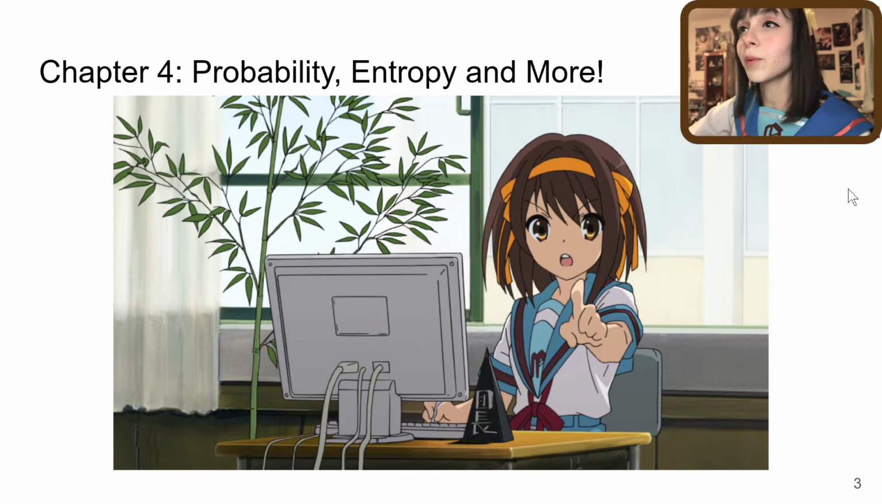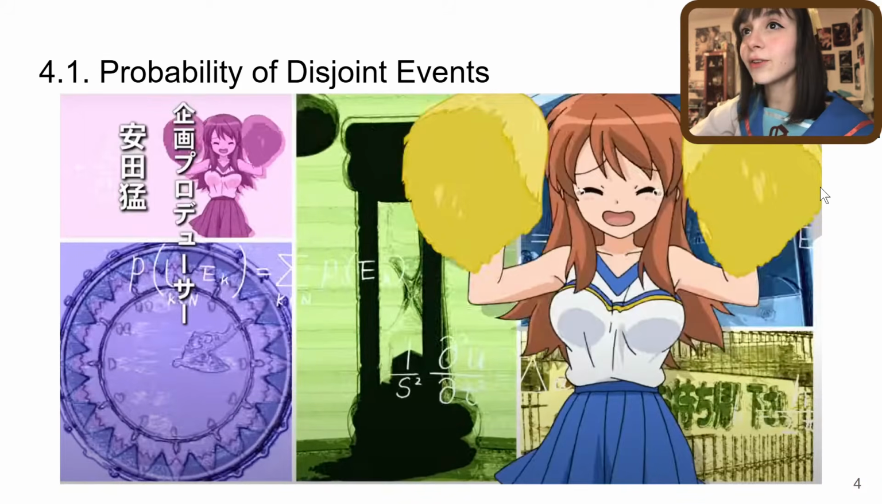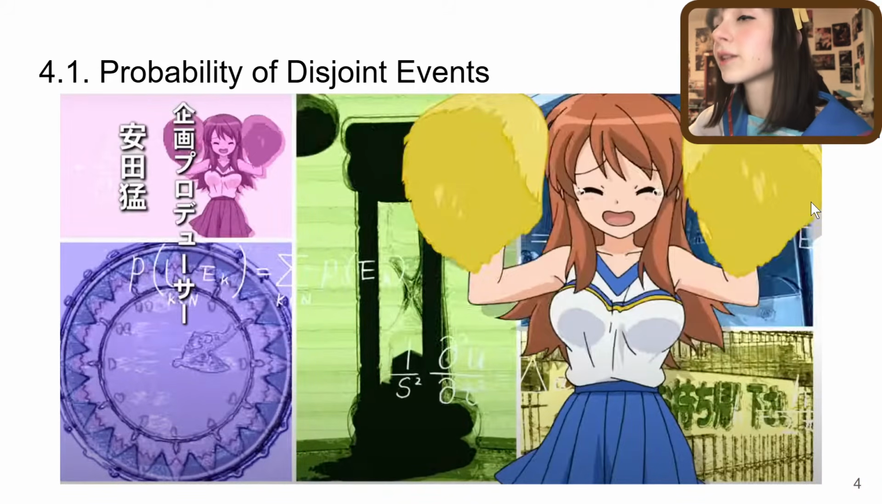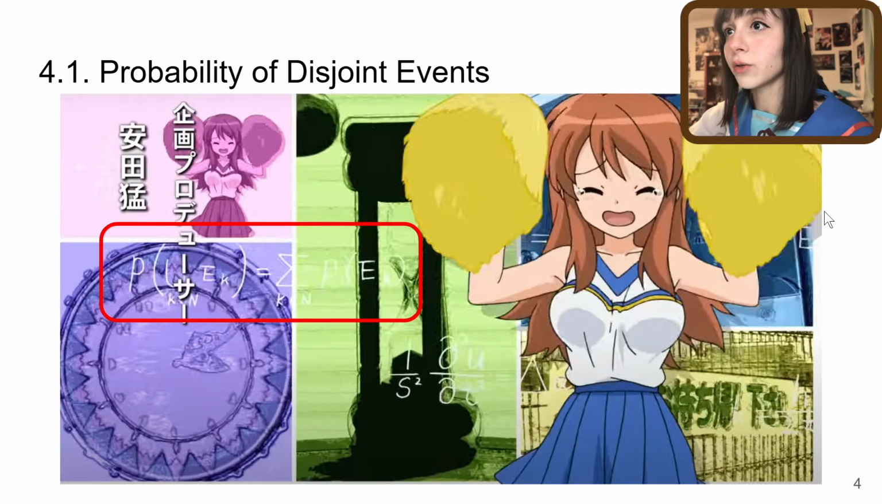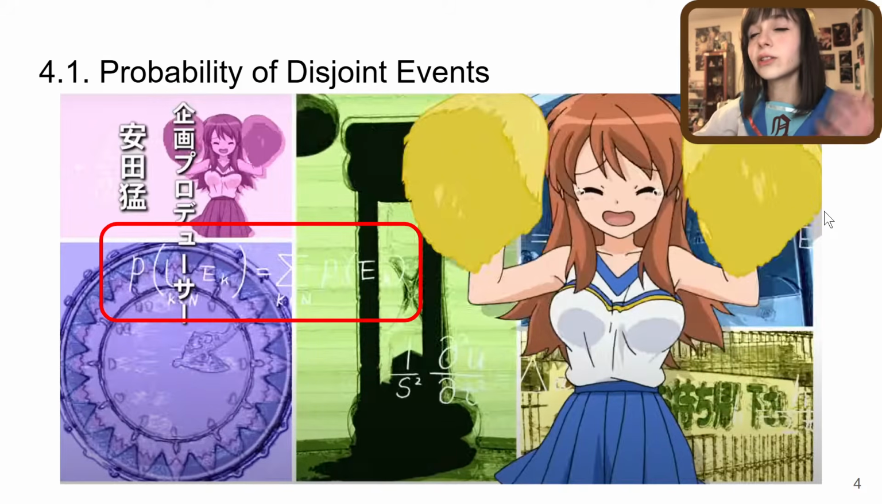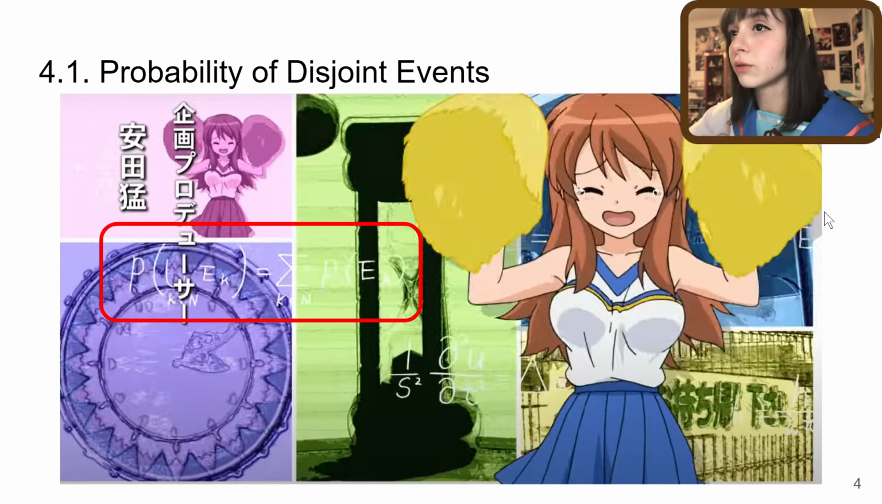So we're going to be talking about probability, entropy, and more. And the first equation that we're going to be discussing is the probability of disjoint events. This equation looks a little bit more complicated than we'll actually write it as.